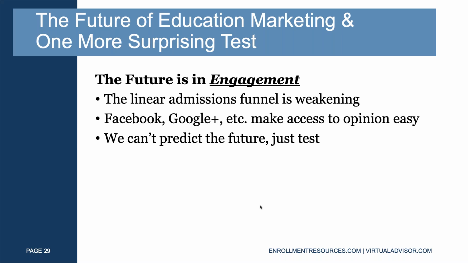It used to be a much more linear admissions funnel. We would control access to the information the prospect could get. They had to fill out the form or call us to find out how much tuition was. Well, we can't do that anymore. That stopped in 2007. With Facebook, Google, etc., it's super easy to access the opinions of others. So we control the funnel less, and it's less linear.